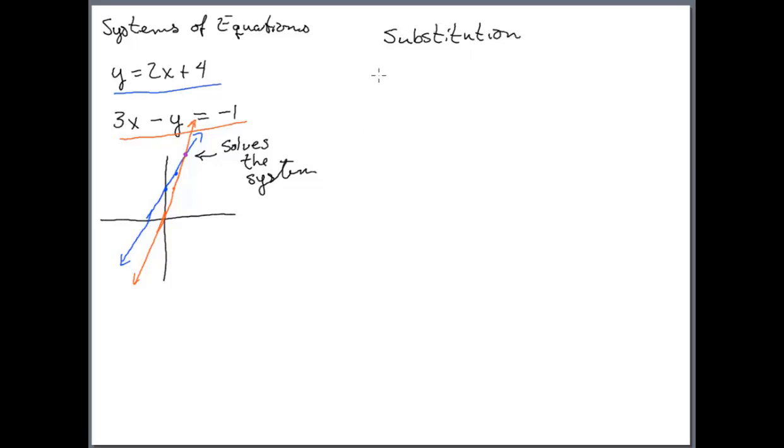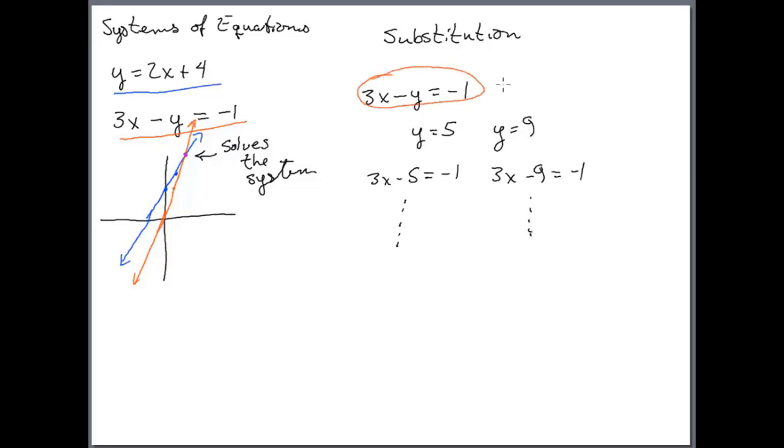Substitution starts out like this. We say 3x minus y equals negative 1, and we say, well, what if y were 5? Fill out that little chart like we did at the very beginning of lines. Stick 5 in here, and we get 3x minus 5 equals negative 1, and then find x as its partner. What if y is 9? Well, we go 3x minus 9 equals negative 1, and solve it. So now we're doing this equation right here, but we're told that y equals 2x plus 4.